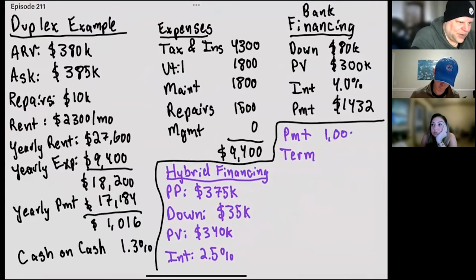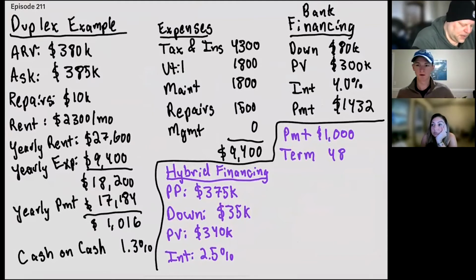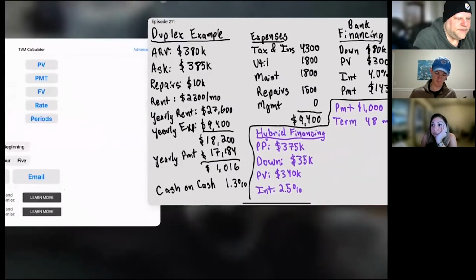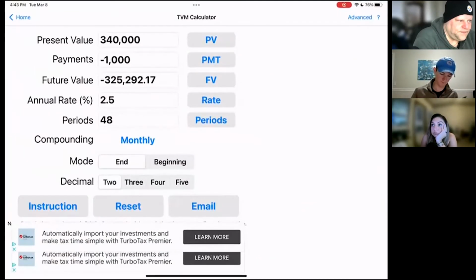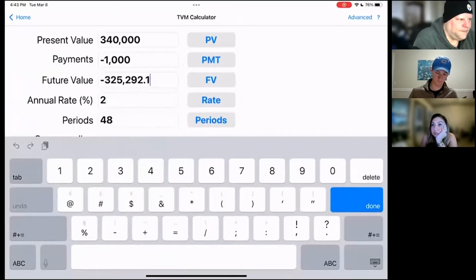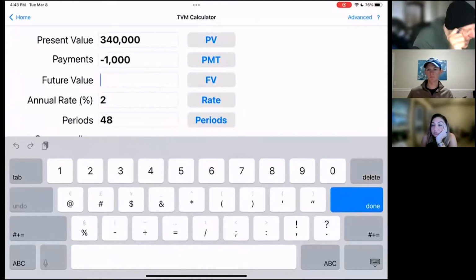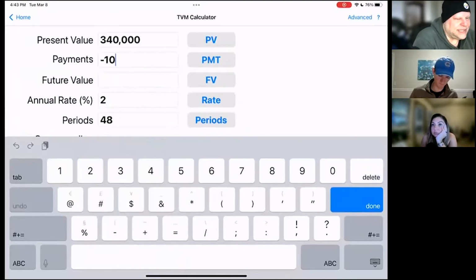However, when our payment's only $1,000 a month, there's only so much money that can go toward principal, right? So why don't we do this? Let's reduce our interest rate from 2.5 to 2. And let's add $100 to our payment. That's not going to kill us. It's not ideal, but it's not going to kill us.